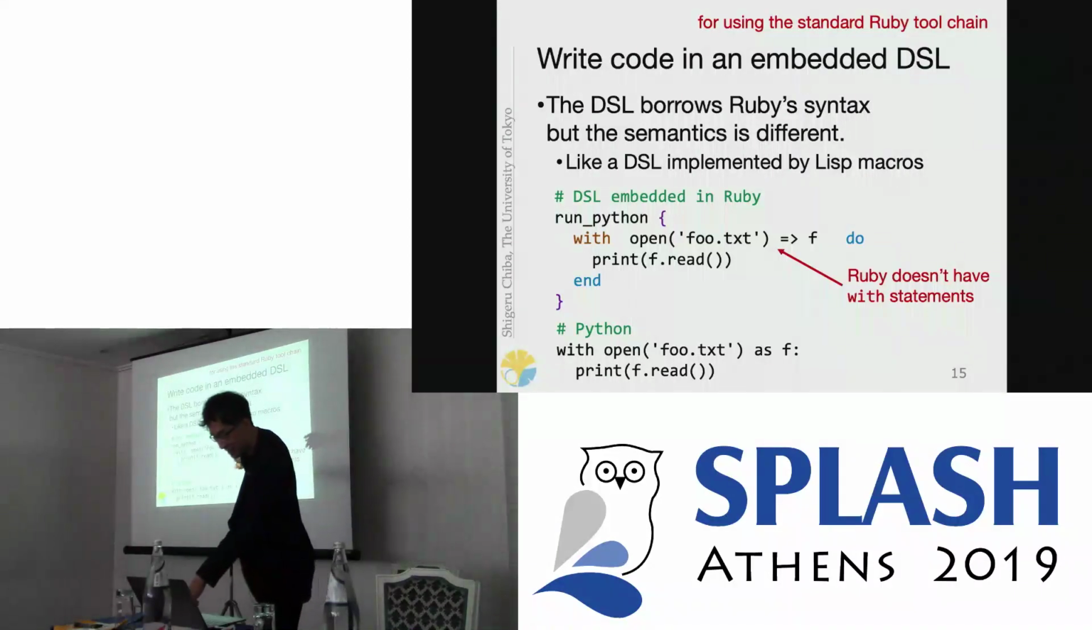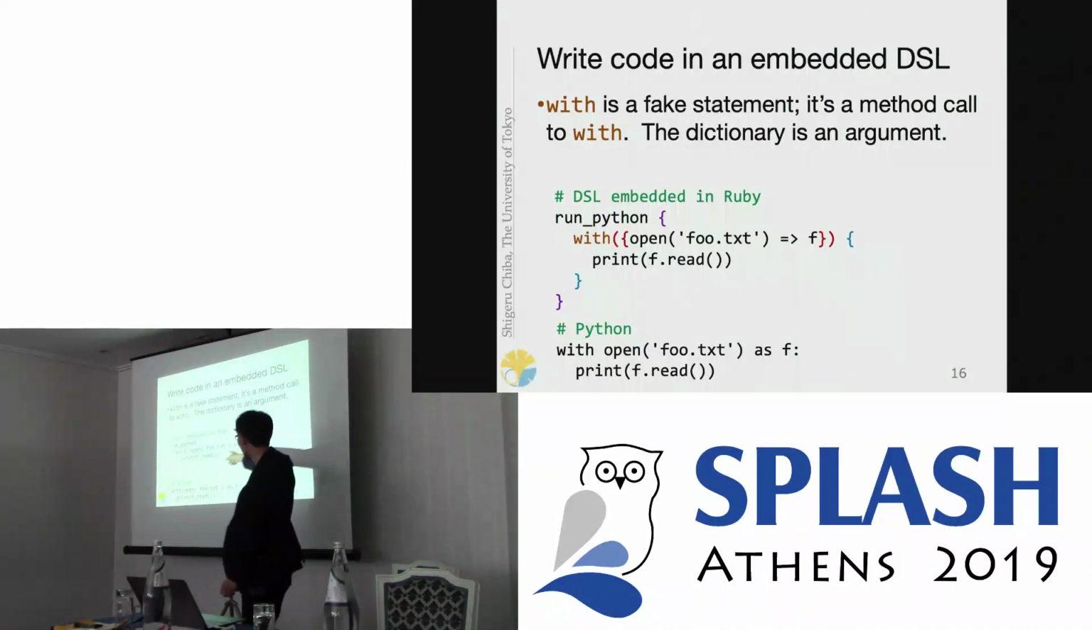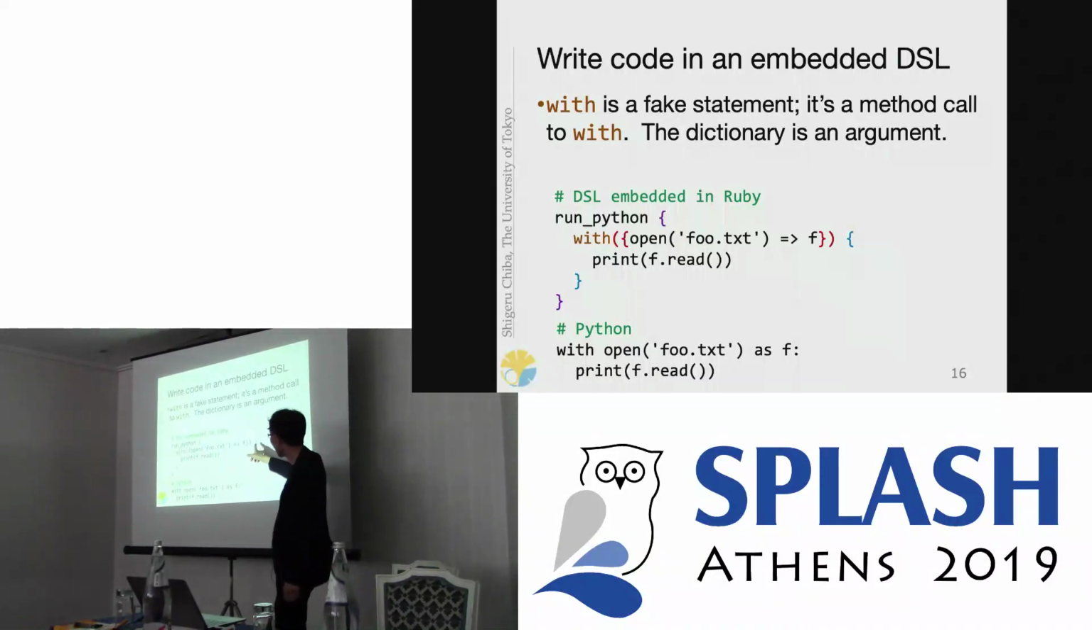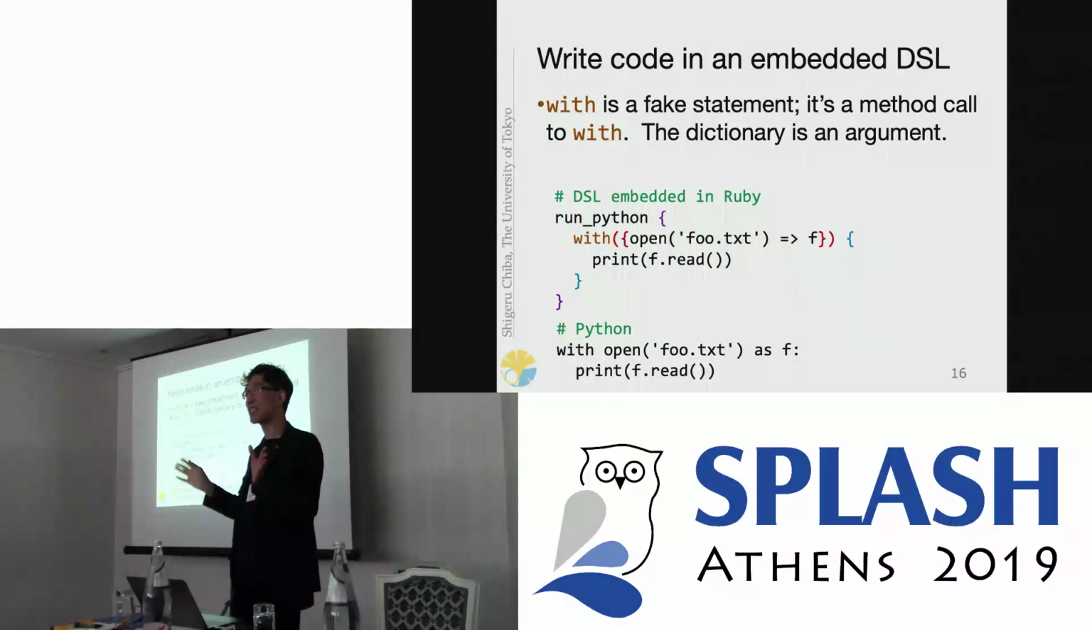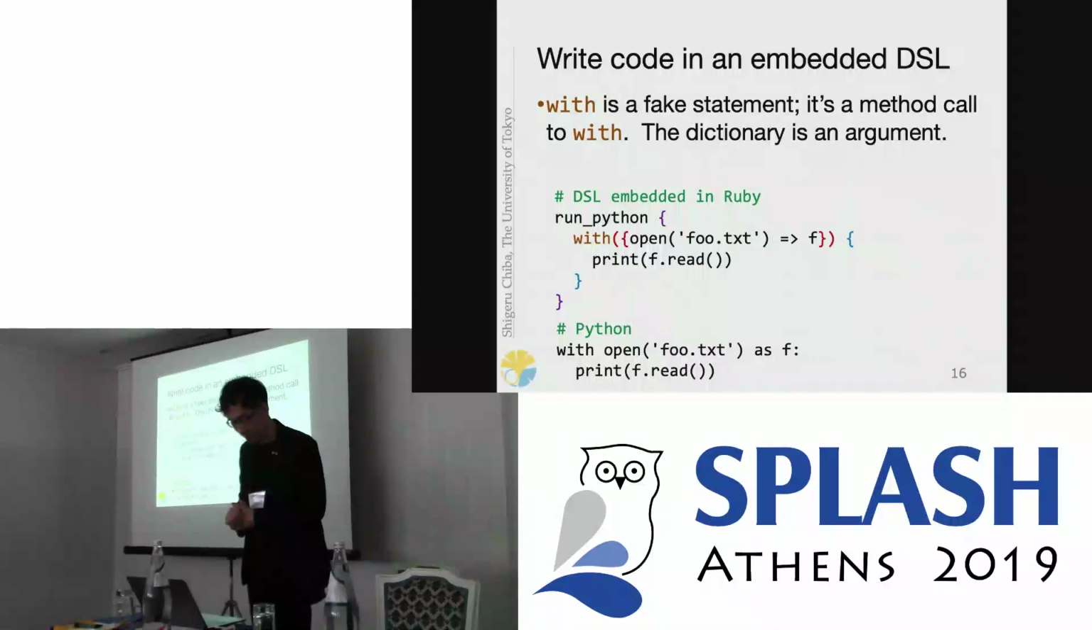So this one is interpreted as this. This is a call to the with method, coming with one argument, which is a dictionary, open to f, and also the lambda expression representing a block. So with is basically a fake statement. It's a method call to with, and the dictionary is an argument. But from a syntactical viewpoint, it's still Ruby code.